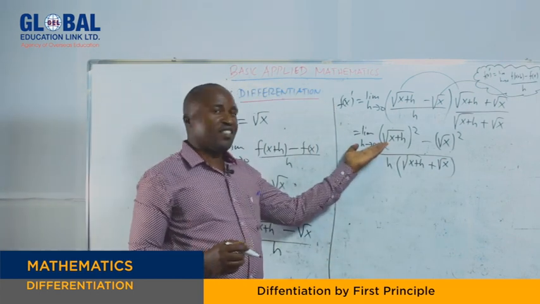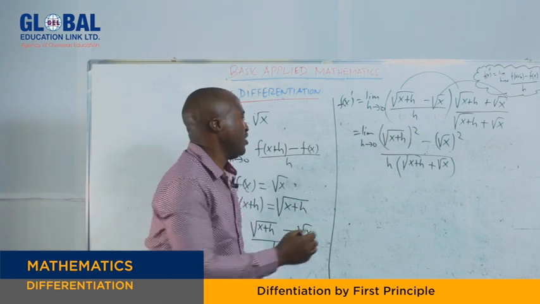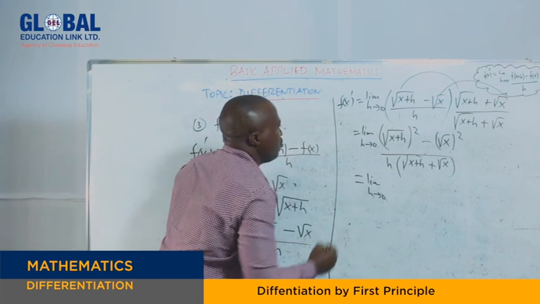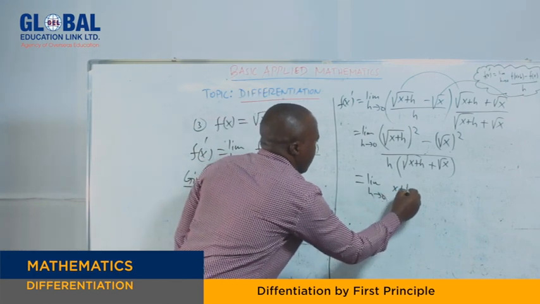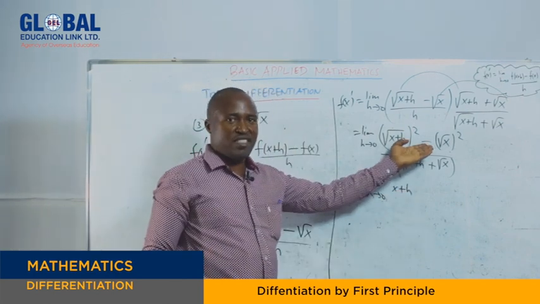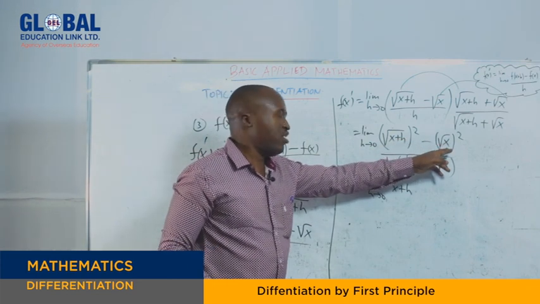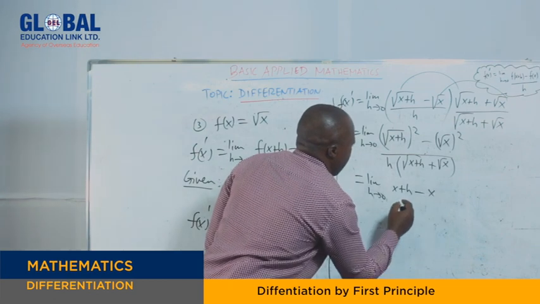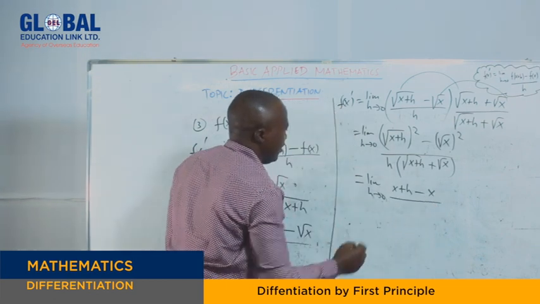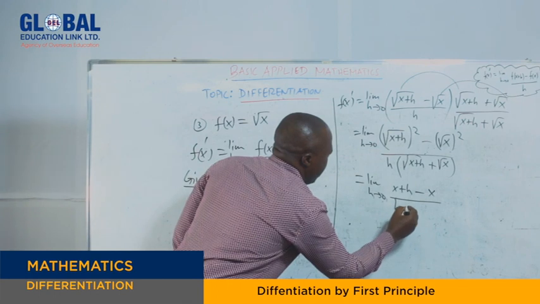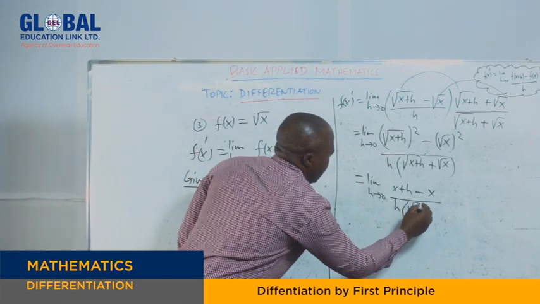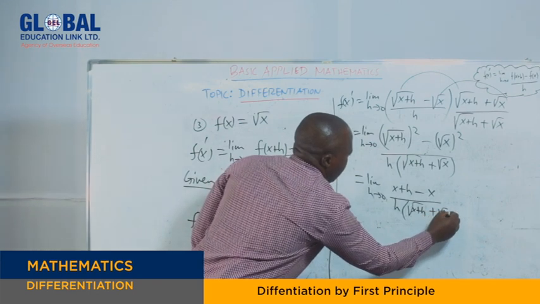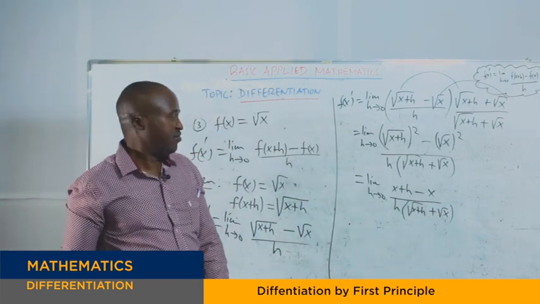Now, since it is a radical square, my dear student, you are going to remain with the x plus h, then again minus radical x squared, we are going to remain with x. So here we minus x over, of course we have h, radical x plus h, then plus radical x.